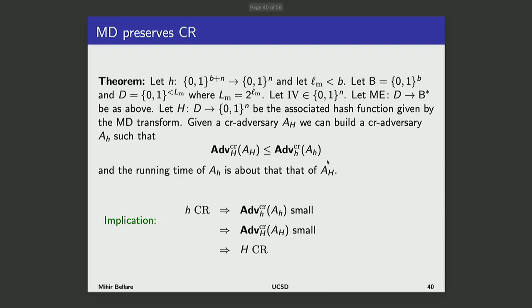Okay, and this is the punchline, the thing that is good for you to understand. It doesn't matter if you don't remember the details of how MD works, but the important thing to remember is that this theorem is true. What the theorem says is, if you have a compression function and you build our hash function through the MD transform, then if the compression function was collision resistant, so is the hash function.